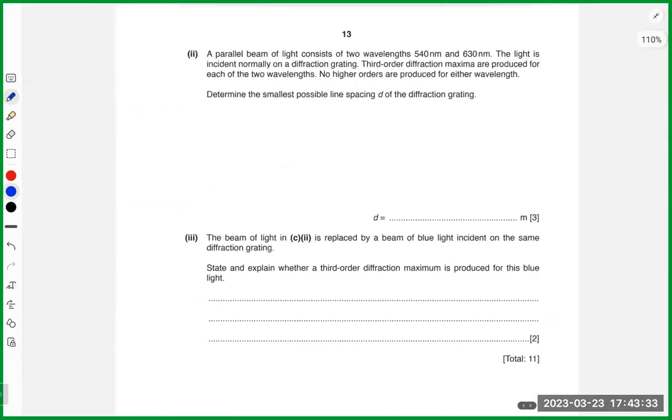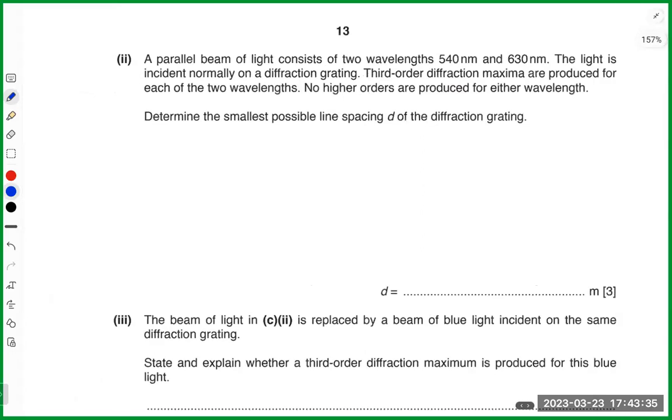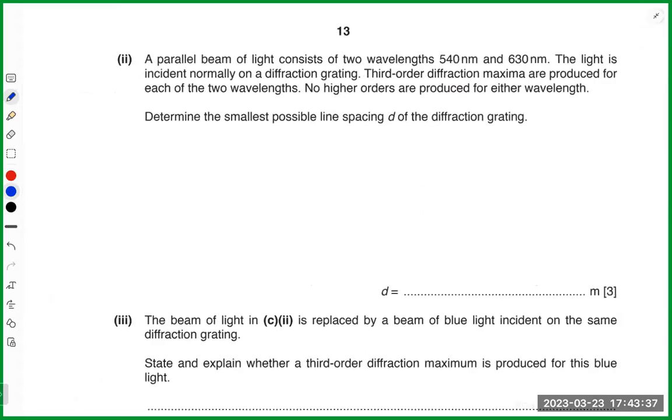Now, a parallel beam of light consists of two wavelengths, 540 nanometer and 630 nanometer. The light is incident on a diffraction grating. The third order diffraction maximum is produced for each of the two wavelengths. No higher order is produced for either wavelength. Determine the smallest possible line spacing for the grating.